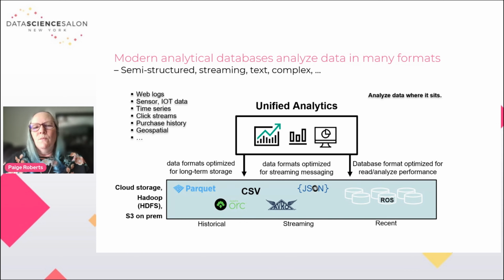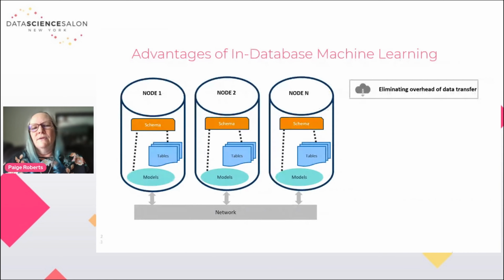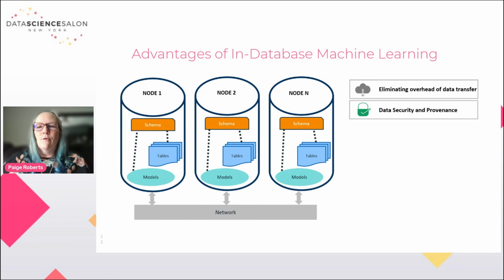So you want to be able to have that. But what is it going to give you? Well, it's going to eliminate that overhead of data transfer. You don't have to move your data out of your database, put it back in your database, make sure you have the right sample, all of that. And that increases your accuracy as well, because you're using as much of the data as makes sense for your algorithm.